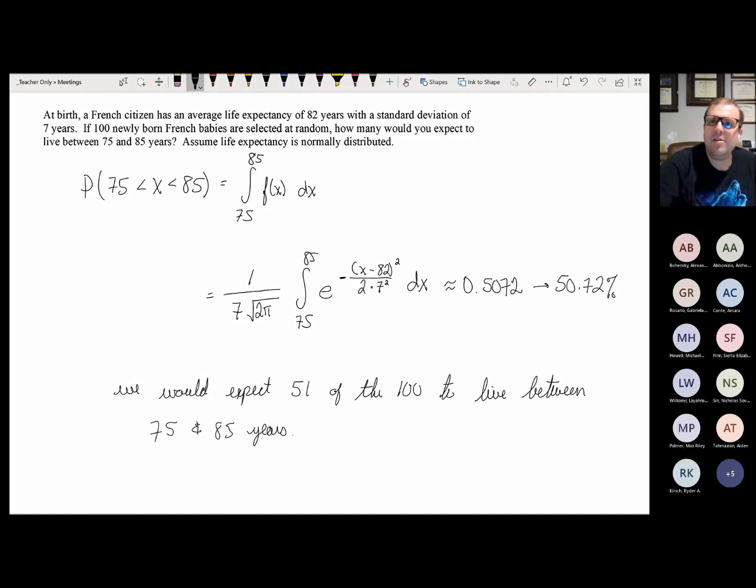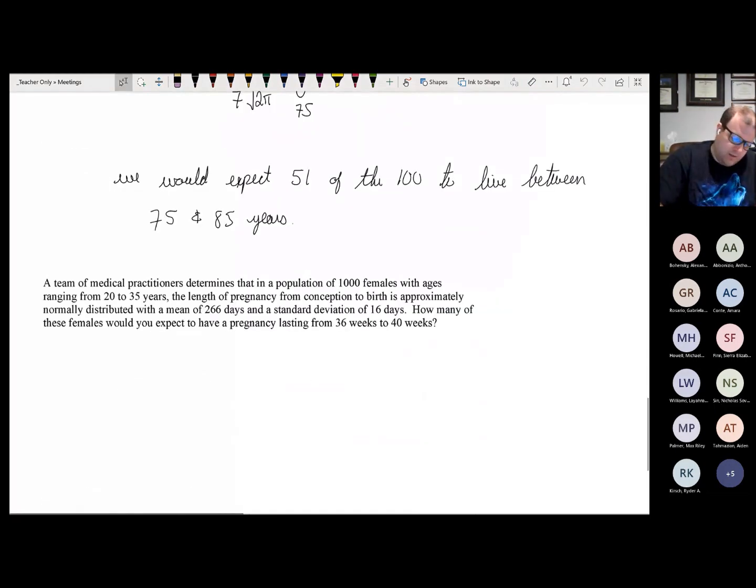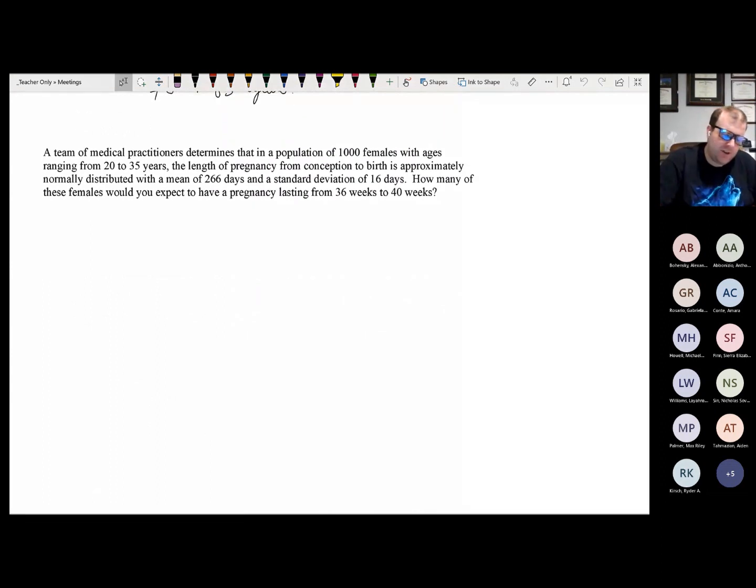And we got one more. A team of medical practitioners determines that in a population of 1,000 females with ages ranging from 20 to 35 years, the length of pregnancy from conception to birth is approximately normally distributed, with a mean of 266 days and a standard deviation of 16 days. How many of these females would you expect to have a pregnancy lasting from 36 weeks to 40 weeks?